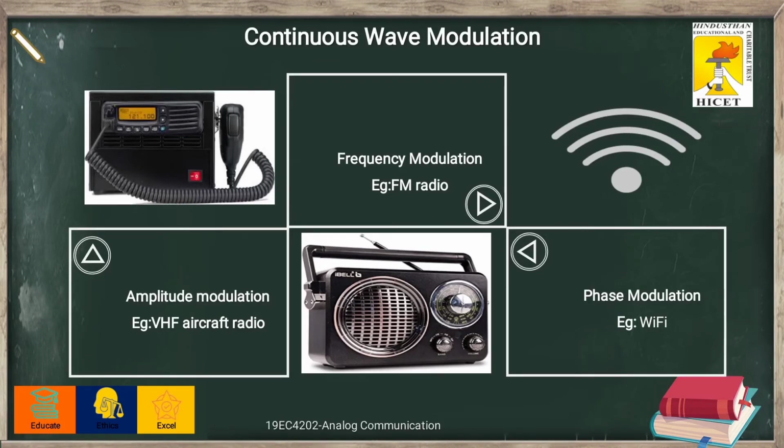Amplitude modulation is used in All India Radio, AM radio, and also in VHF aircraft radio communication. Frequency modulation is used in FM radios. Usually the quality of the music and audio signals is very clear and high in FM, because added noise can be easily removed in frequency modulation.